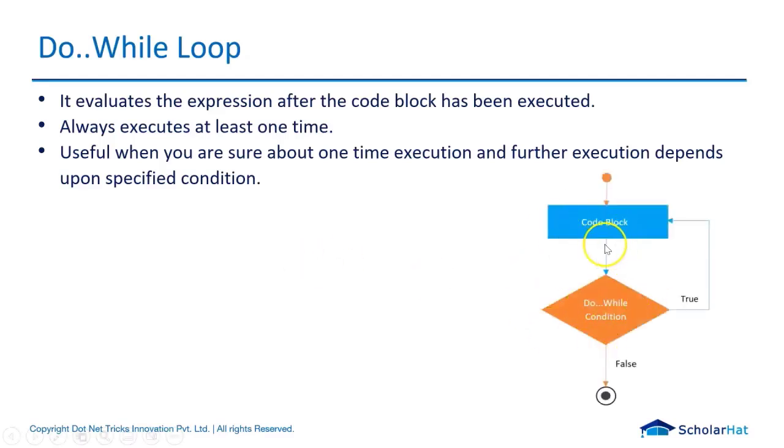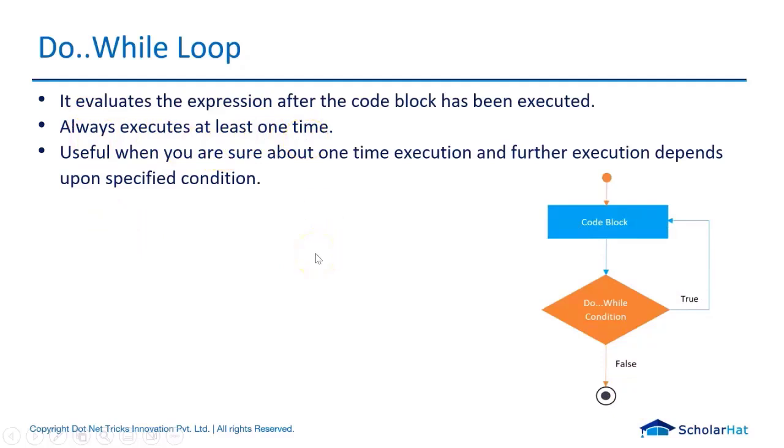This is how the flowchart works. The code block gets executed without checking the condition. Second time onwards, it will check the condition. If the condition is true, then the block will execute. Otherwise, it will get out of the loop. So that's what we say: it always executes at least one time, and second time onwards based upon the condition.